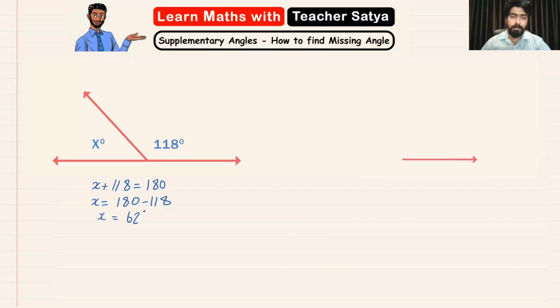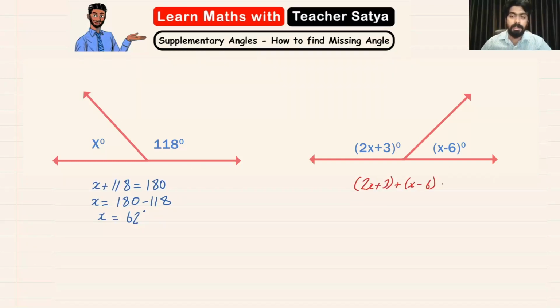Now in question number 2, we have something similar to question number 1. The first angle is 2x plus 3, and the second angle is x minus 6 degrees. In supplementary angles, these two angles will add up to 180 degrees. So let's write the equation down. 2x plus 3 plus x minus 6 is equal to 180 degrees. Now let's add up the like terms. 2x plus x gives us 3x, and plus 3 minus 6 gives us negative 3, and all of this adds up to 180 degrees.